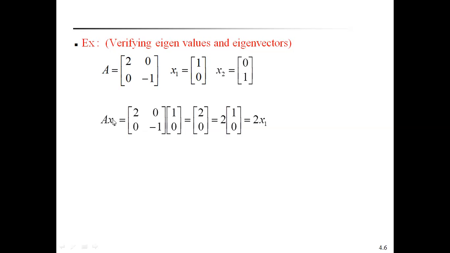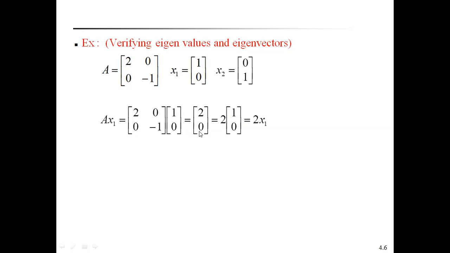For that, Ax1 is equal to, A is 2, 0, 0, -1, and x1 is 1, 0. Multiply these two. 2 into 1, 2. 0 into 0, 0. Therefore, the first element is 2 plus 0, that is 2. Next, we multiply the second row by the first column. 0 into 1, 0, minus 1 into 0, that is 0. That's why this element is 0.